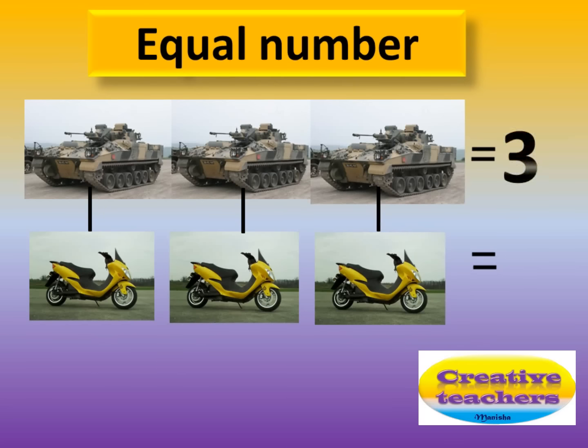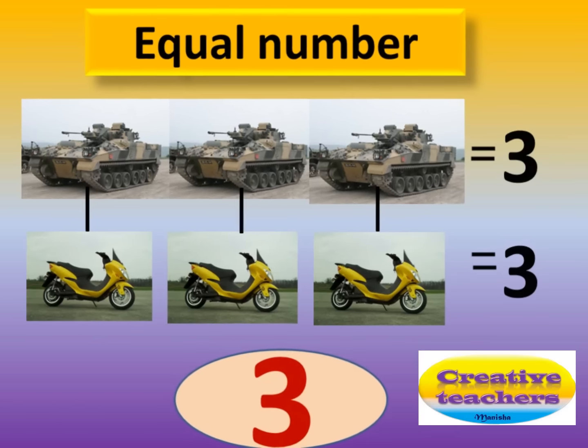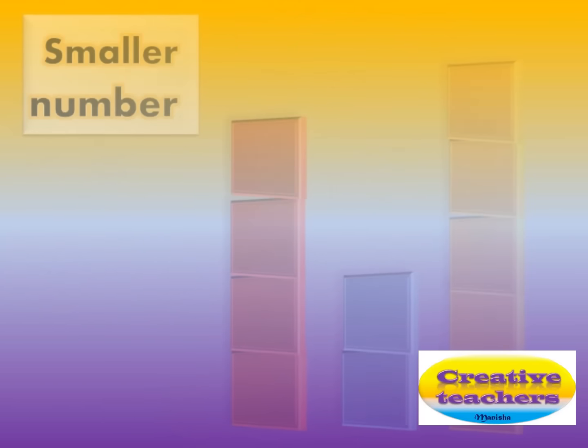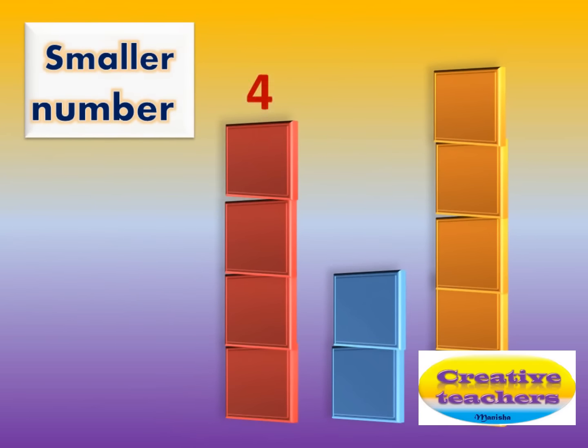Then how many are there? 3. And how many there? Scooters? 3. Both are equal. Same. So 3 is the same equal number.